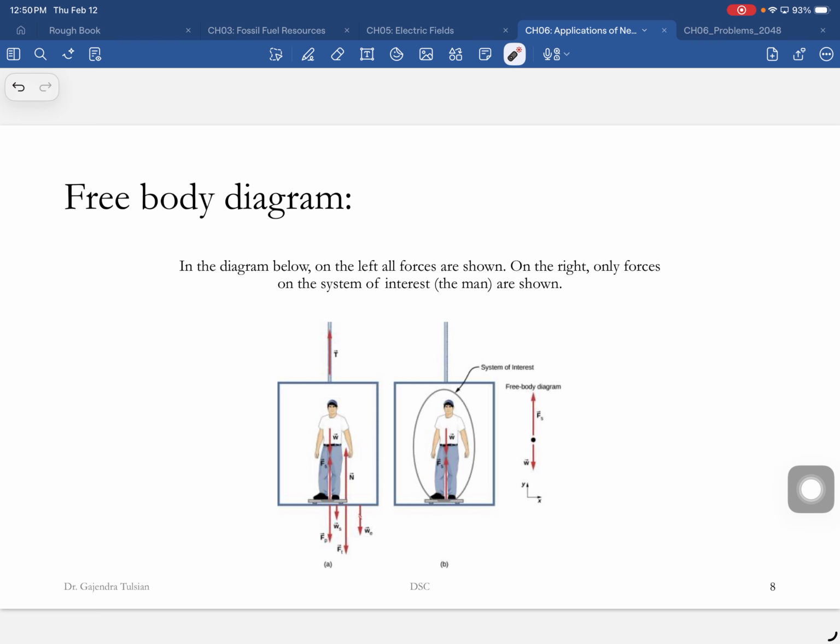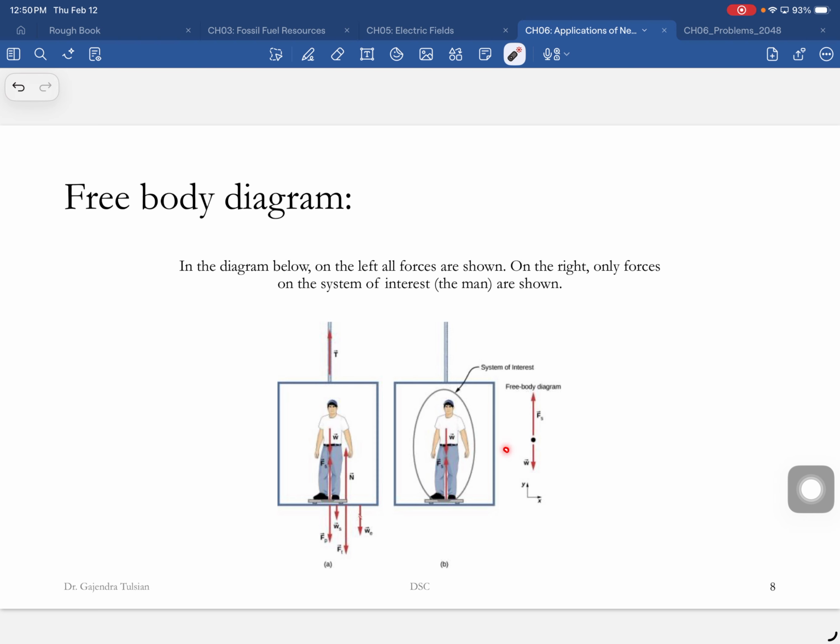Here's an interesting thing. If he's not accelerating, when is that? When will he not accelerate? If he's not accelerating, that means the elevator is moving at constant velocity or is at rest. So when he's not accelerating, the normal force, the force that the scale exerts, is equal to the force that gravity exerts. So when the elevator is not accelerating, the scale is reading his correct weight.